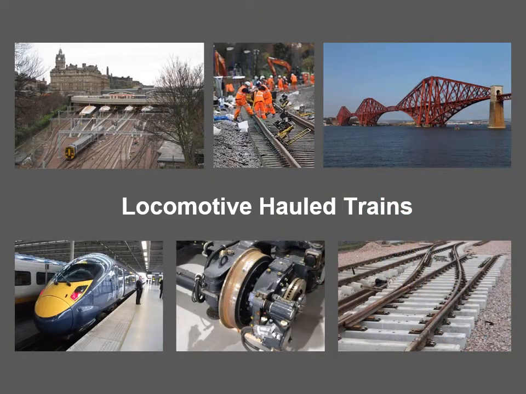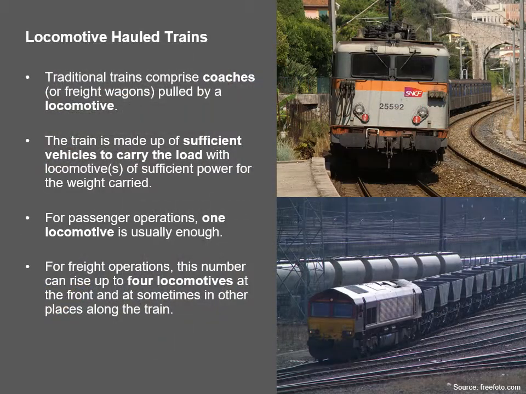So we're now going to have a look at what we call locomotive haul trains. Traditional trains comprise coaches or freight wagons pulled by a locomotive. The train is made up of sufficient vehicles to carry the load, with a locomotive of sufficient power for the weight carried. For passenger operations, one locomotive is usually enough. For freight operations, this number can rise, in some cases up to 4 locomotives, and in some very long trains, for example in parts of the US and Canada, you might see another locomotive placed at some point along the train.